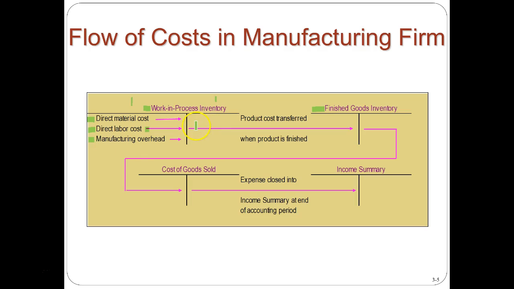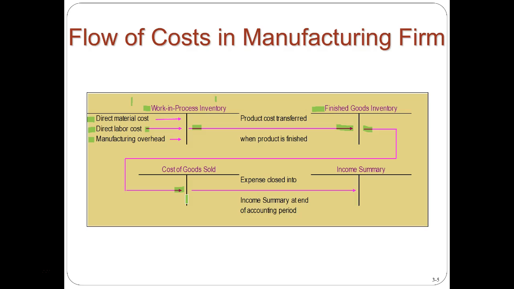Then we're going to decrease work in process with a credit, and we're going to move it to finished goods. Now, finished goods is an asset. Assets have debit balances. So when we move it to finished goods, we debit the finished goods, increasing it, credit work in process, decreasing it. And then once we sell the finished goods, we credit finished goods, that asset, reducing it, and we debit cost of goods sold. Cost of goods sold is an expense account.